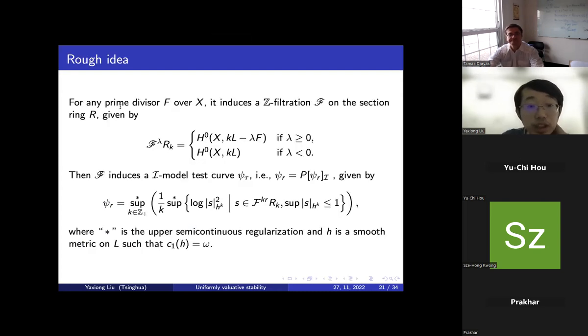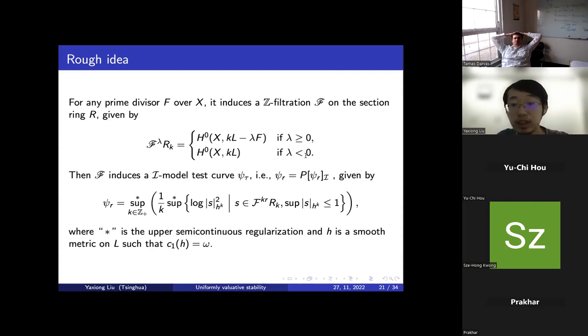Let's set I plus as an infinite R such that psi I equals minus infinity. So we know for each prime divisor F, it induces a Z filtration F on the section ring R, where R means the section ring of X, L. It's given by F lambda R_k. The filtration means the family of vector spaces. For lambda negative, the space is defined as the original space H0(X, kL). And when lambda is non-negative, the space is H0(X, kL minus lambda F).